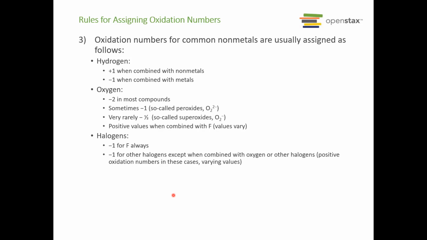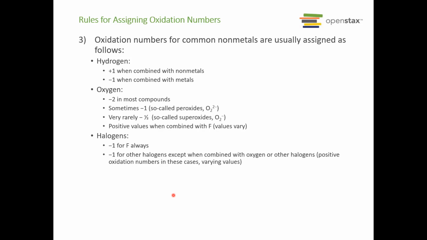So the peroxides, if we think about H2O2, in that case, with the peroxides, oxygen will be negative 1. Superoxides, which we'll never really see, which are just very, very reactive substances, is going to be negative 1/2. So it's going to be pretty unstable. That's why they're going to be so reactive. But what we will see is in some cases, if we have it with fluorine, then it's going to be some positive value depending on exactly what else we have it with.